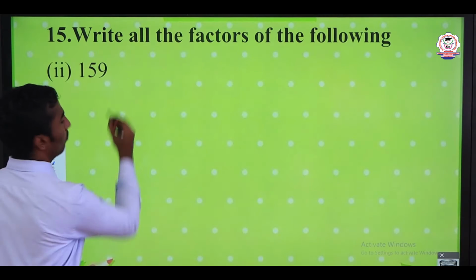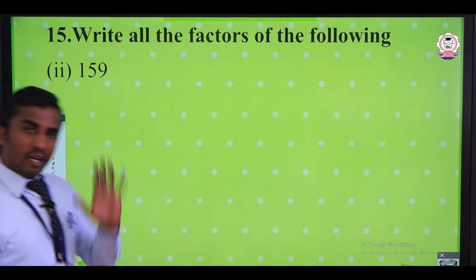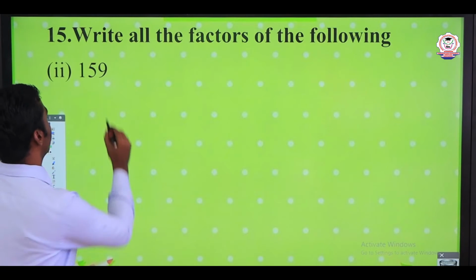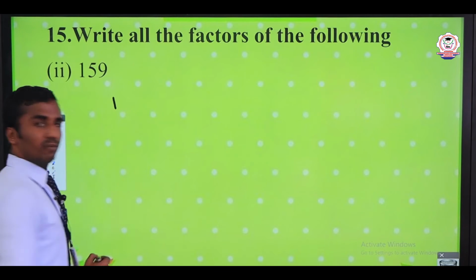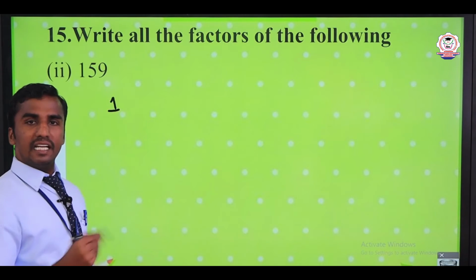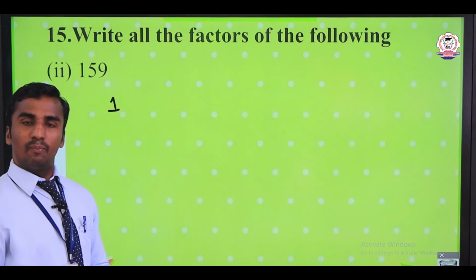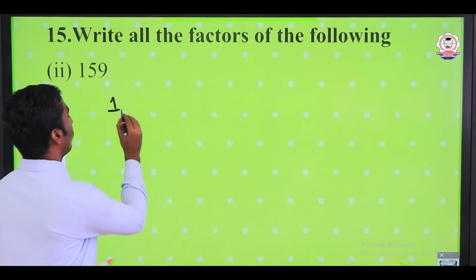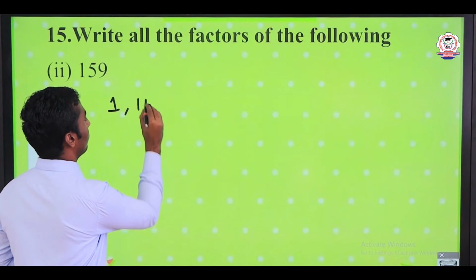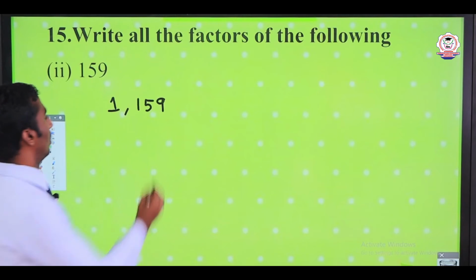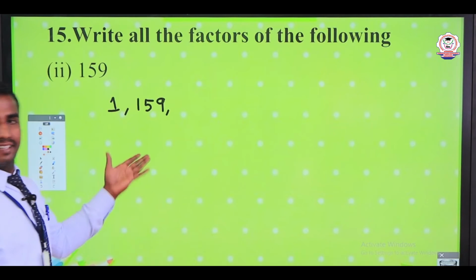Listen, 159. Every number is divisible by 1, so 1 is a factor of 159. That is the first step. Next, every number is a factor of itself, so 159 is a factor of itself. 159 is divisible by 159. Next, we have to check the 3 table.